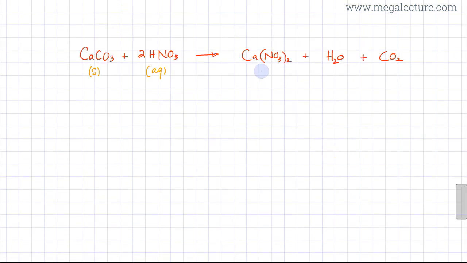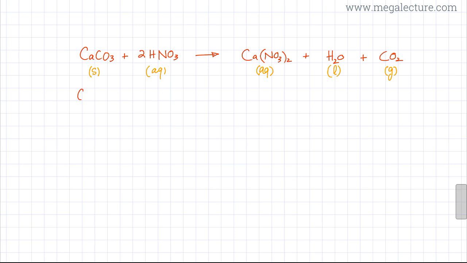So calcium nitrate over here is going to be in aqueous state, and it's going to dissociate into its aqueous ions. Then you have H2O, which is liquid, and then you have CO2, which is a gas. Remember that only acids, bases, and salts which are aqueous are going to dissociate into ions. So I'm going to try and rewrite this equation now in dissociated form.